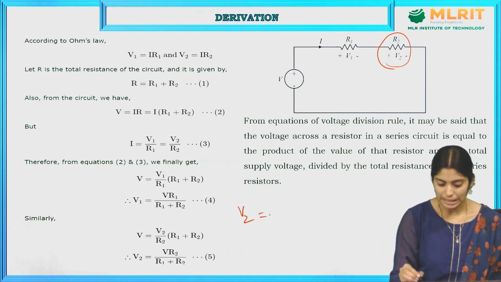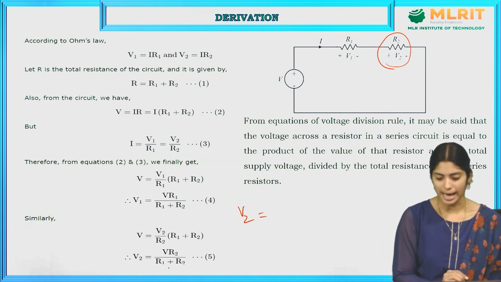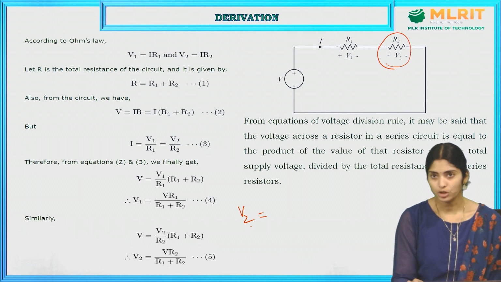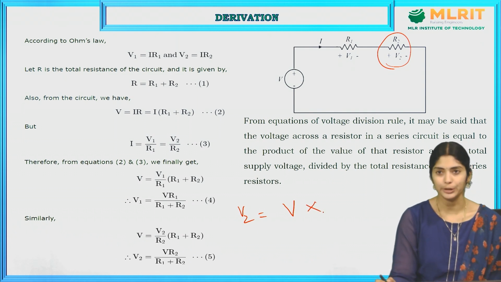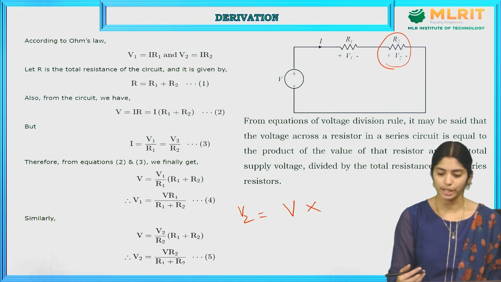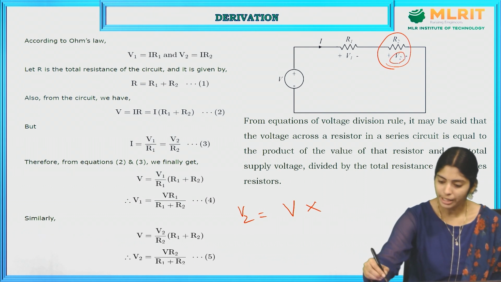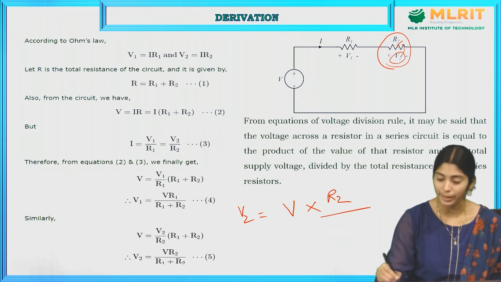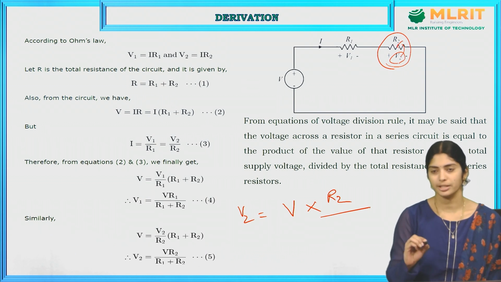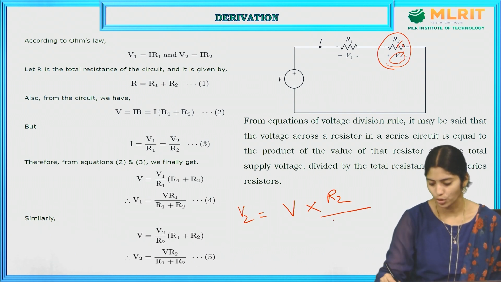So we can easily remember this formula as: the voltage drop across a particular resistor is equal to the total voltage V into the resistor across which you are going to find the voltage drop. V2, I am finding it near R2, so into R2 divided by the total value of resistance in the circuit. This is a series circuit, so the total value of resistance is R1 plus R2.